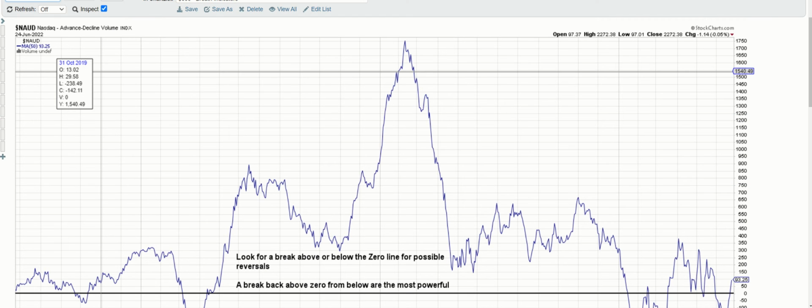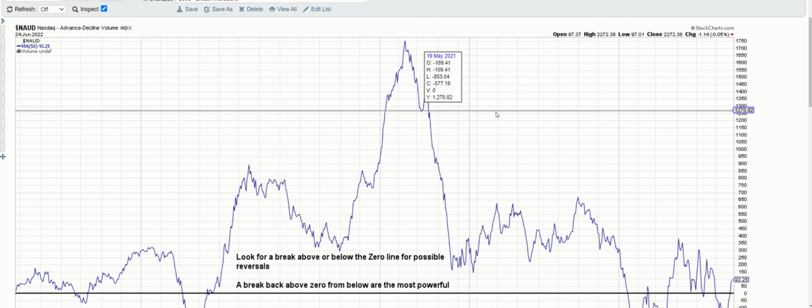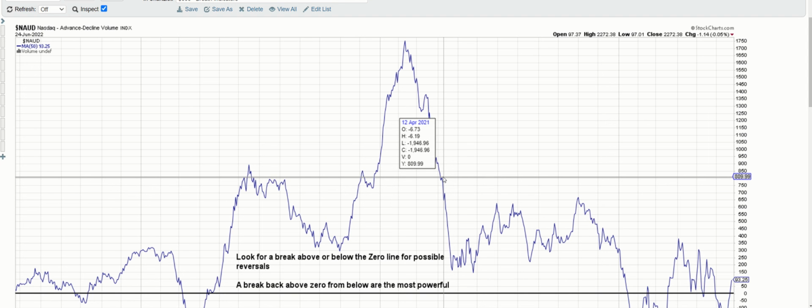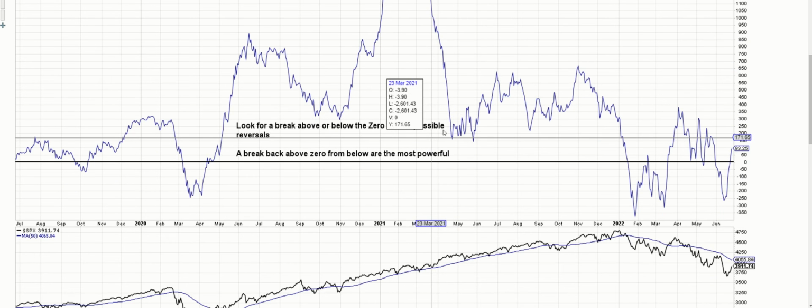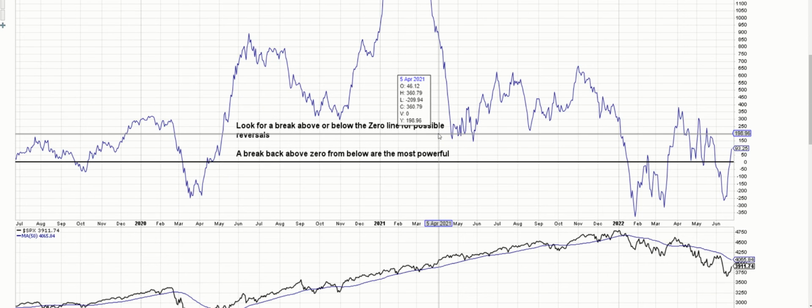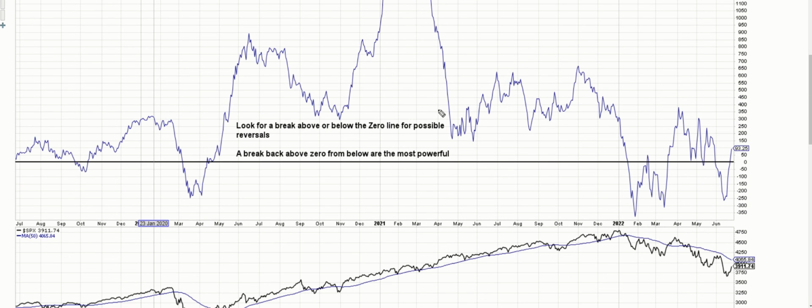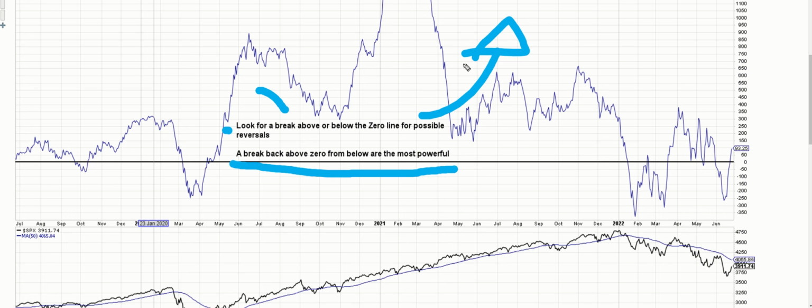The data is in the background. This blue line is the 50-day moving average of volume. The data, not of the actual volume, but the advancing minus declining volume data, is running in the background. We smoothed it out with a 50-day moving average. You don't see the data. It's in the background. It's an invisible chart. Well, what does it say? The same thing we said on the New York Stock Exchange. Look for a break above or below the zero line for possible reversals. A break back above the zero line from below is the most powerful when you're trying to go long.